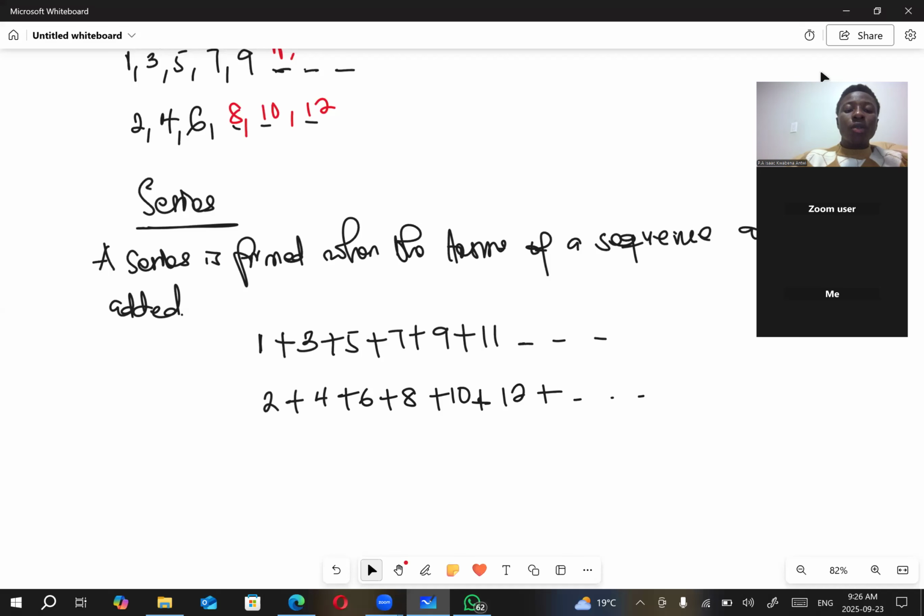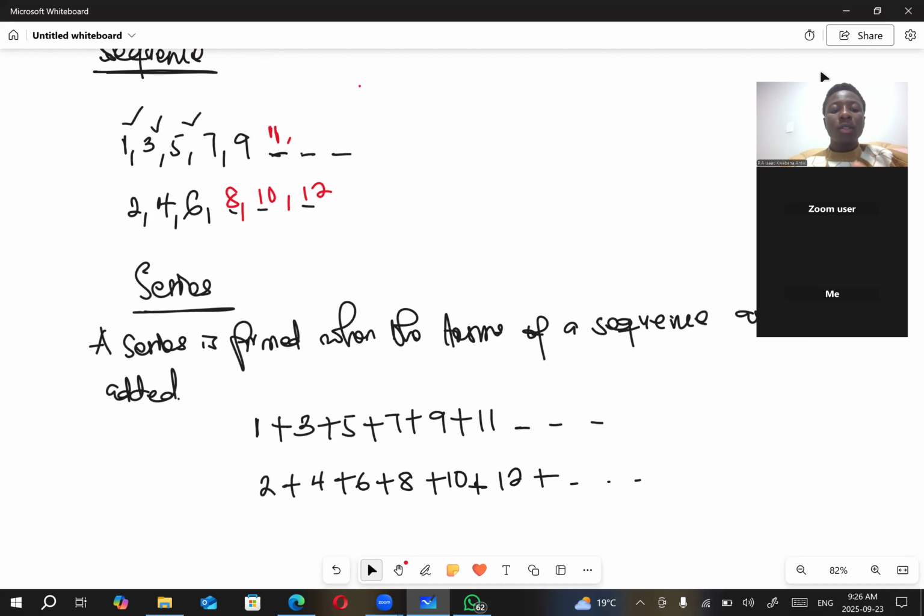Okay, so let me repeat myself. I was saying that the items or the numbers in a sequence or a series are called terms. The items in a sequence or a series are called terms, okay? So that 1, that 3, that 5, that 7, they are called what? Terms. Let's come to the series. That 2, that 4, that 6, they are all called terms, right?